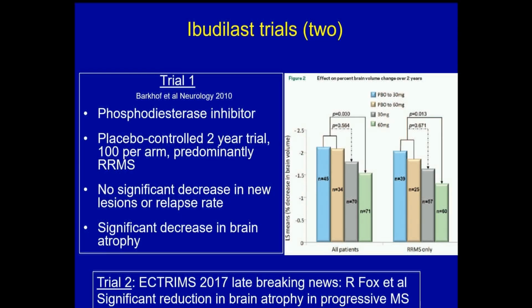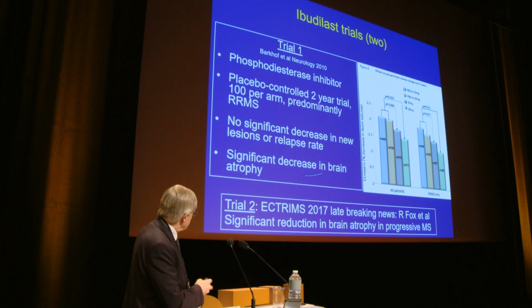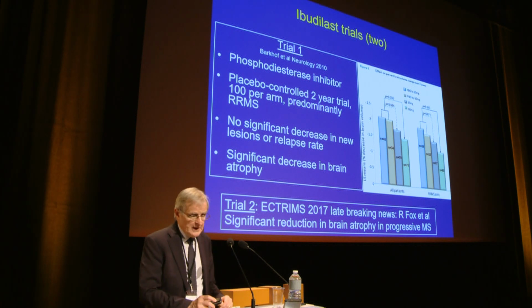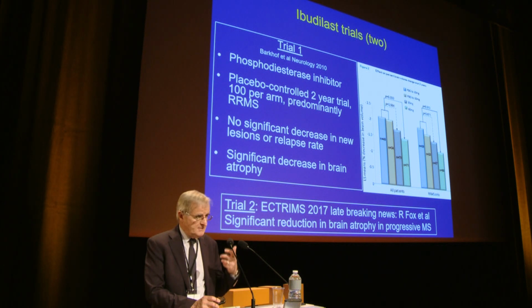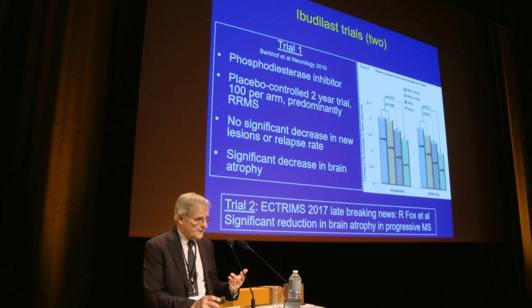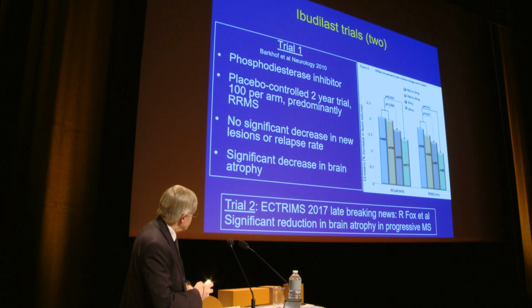But I think it's interesting suggestive evidence if we look at these two drugs. Ibudilast, which was briefly mentioned earlier today, was actually studied to see whether it would be effective in a standard way in preventing relapses and new MRI lesions, in a placebo-controlled trial in a predominantly relapsing-remitting MS cohort, but unfortunately found no significant decrease in new lesions or relapses. However, serendipitously, there was a significant decrease in brain atrophy in this trial. And we've just heard at the ECTRIMS late breaking news a presentation from Bob Fox, reporting a significant reduction in brain atrophy also in progressive MS. So this suggests that maybe there is a mechanism of neuroprotection that is independent of new inflammatory lesional disease.